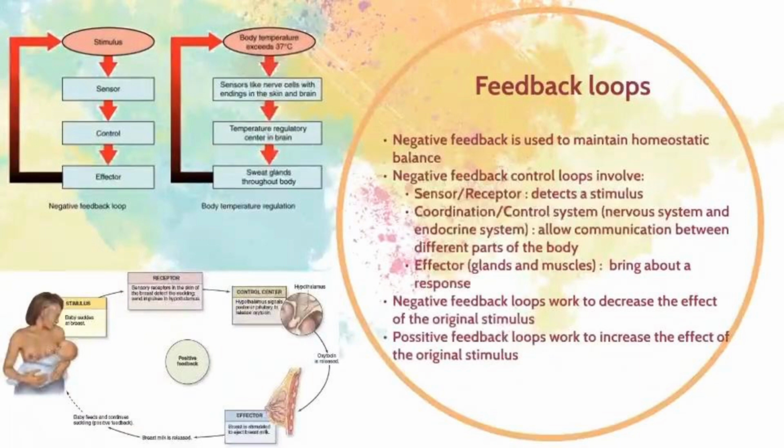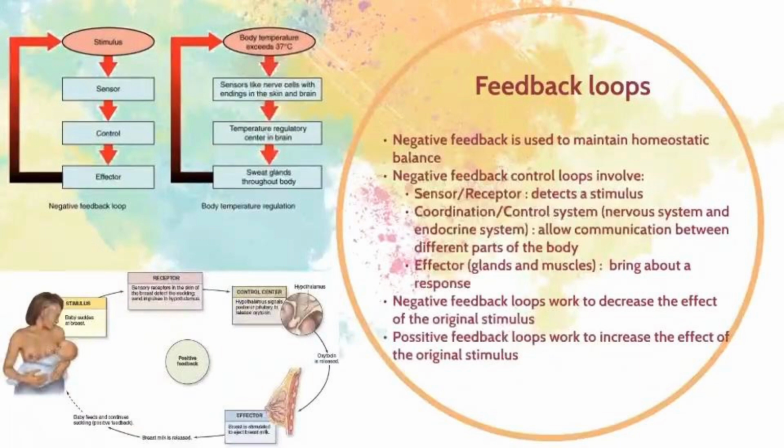So you can see that this is a negative feedback loop because what has happened is there has been a change and the loop has brought about an effect that has brought the change back into the normal range. So it's really keeping it at the level that we want it to be in.